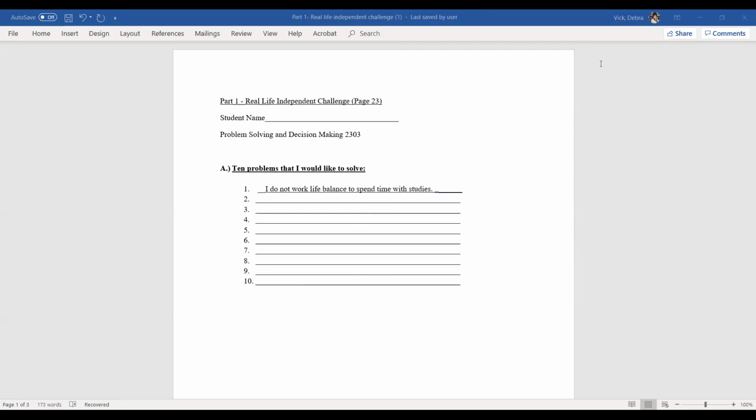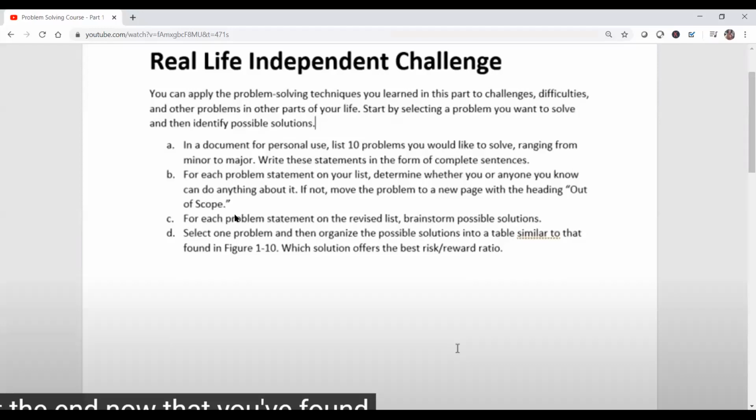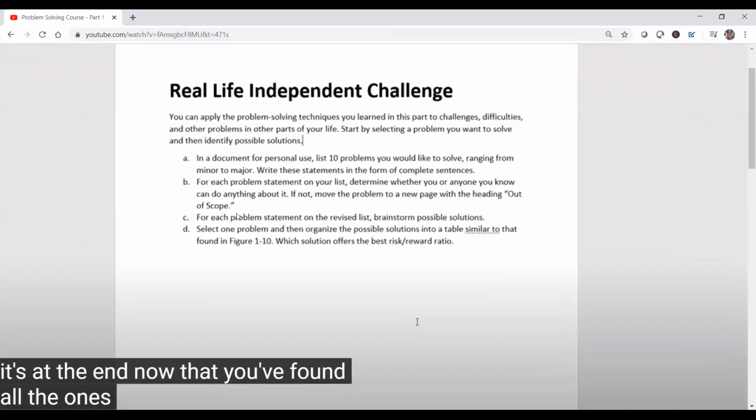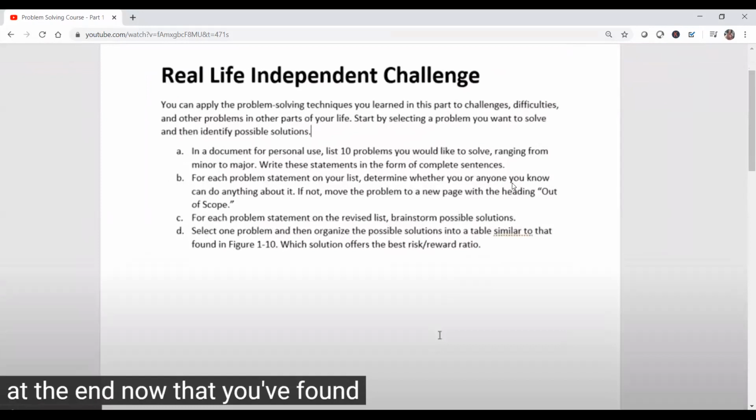So once you have your 10, you'll go back to B, which says: for each problem statement on your list, determine whether you or anyone you know can do anything about it. If not, move the problem to a new page with the heading Out of Scope.